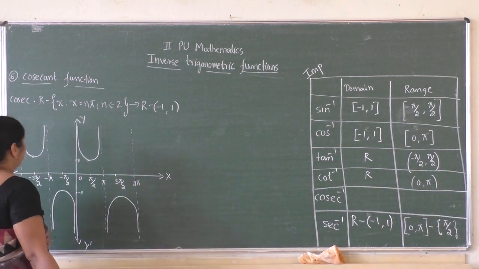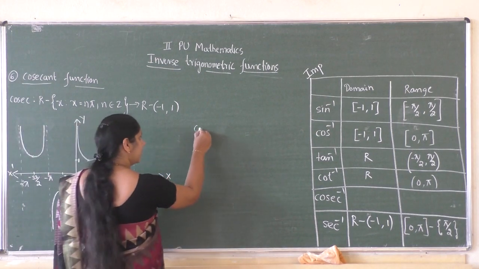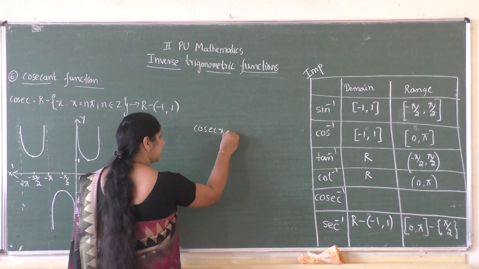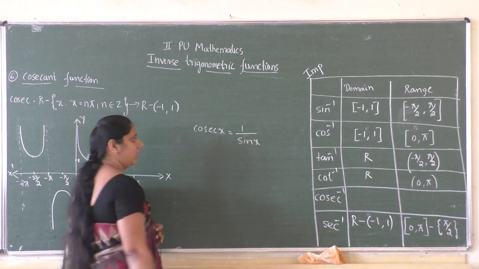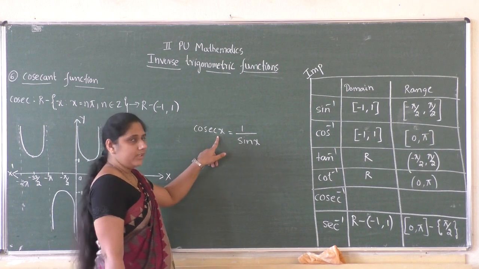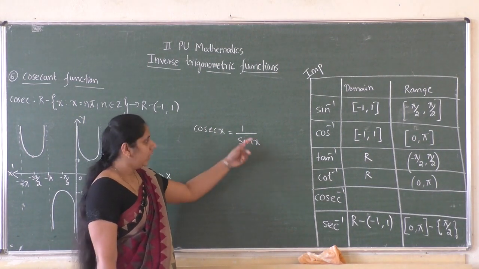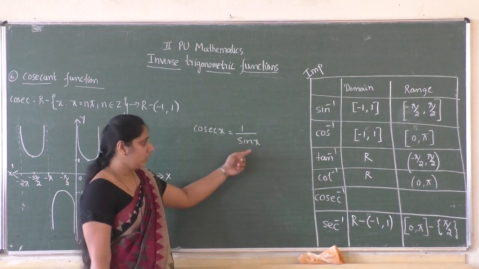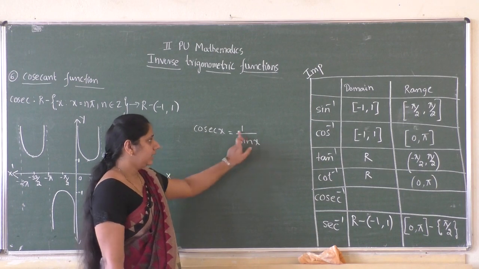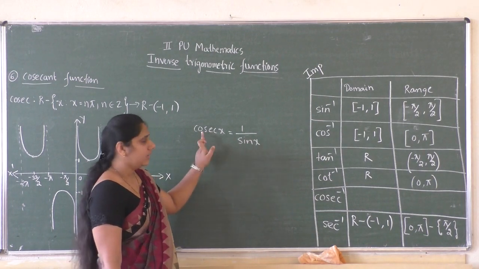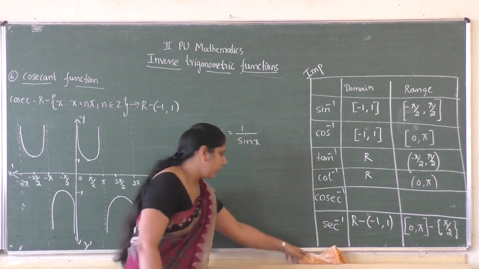Now the last one: we have to find the inverse of the cosec function. We know that cosec x can be written as 1 by sin x, right? So cosec x is only defined if sin x is not equal to 0. If x equals n pi, then sin x will be 0 and cosec x is not defined, right? So we have to exclude that point.